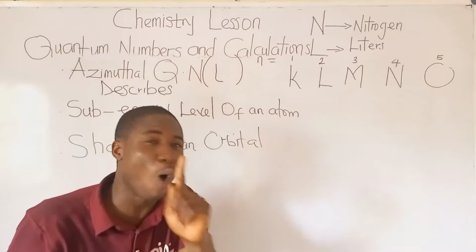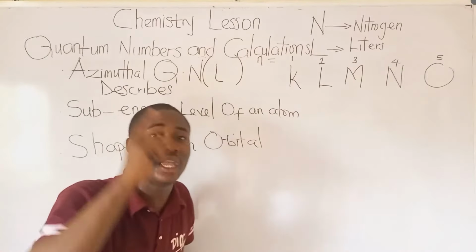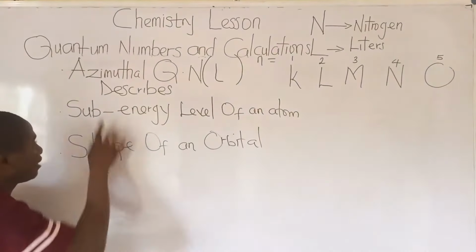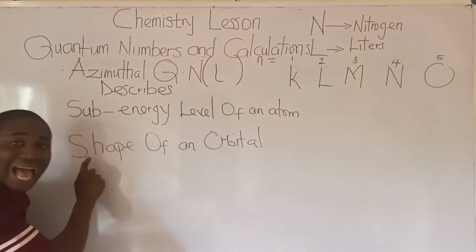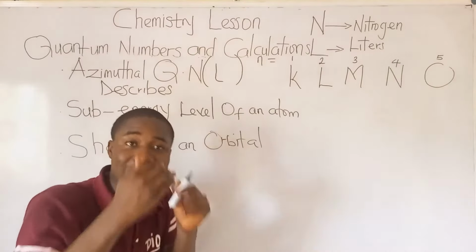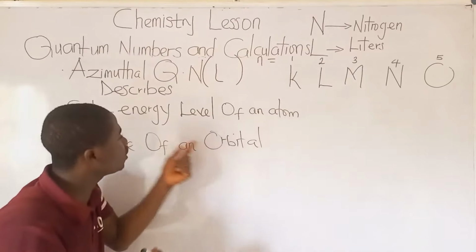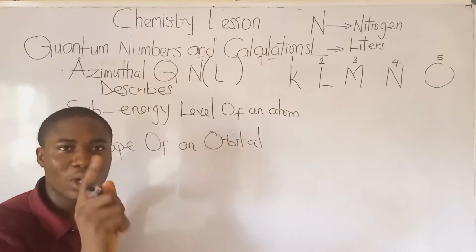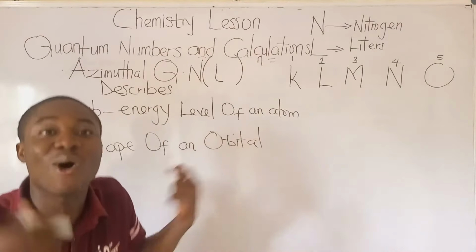The shape of an orbital. Remember, for the principal quantum number, I said the principal quantum number describes what? The size of an orbital. But here, the azimuthal quantum number is describing what? The shape of an orbital. So the question now is, what are these orbitals?